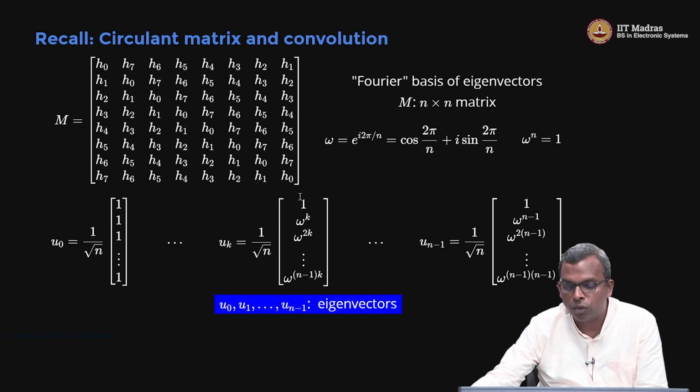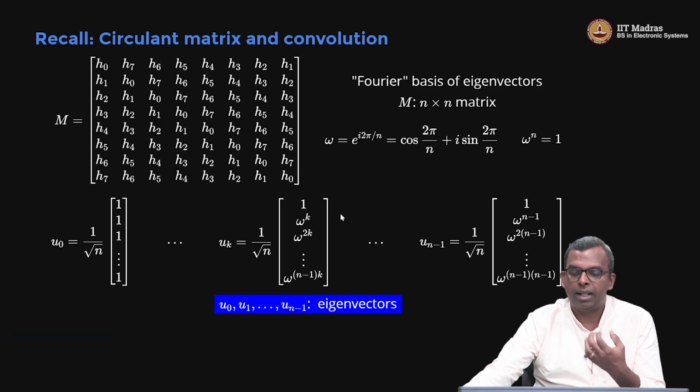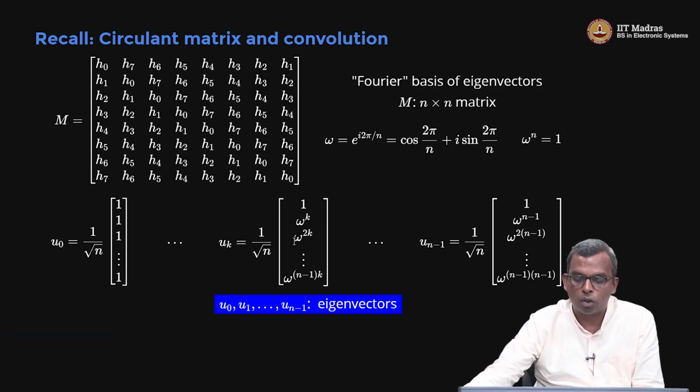So, you can say it goes from omega power 0k, omega power 1k, omega power 2k all the way till omega power n minus 1 k. So, from 0 to n minus 1 there are n values here. Those are the n values in this vector. Okay. So, this is uk. This is the kth vector. It is a complex vector. Every coordinate is complex in general. There is e power i, so each of these is complex. It is like a complex looking thing.